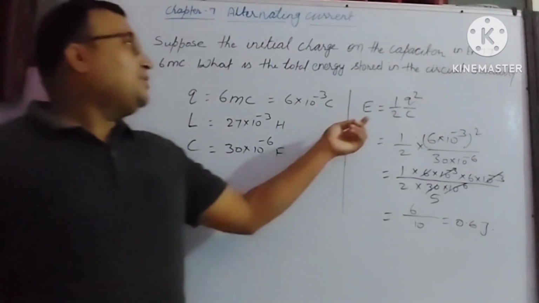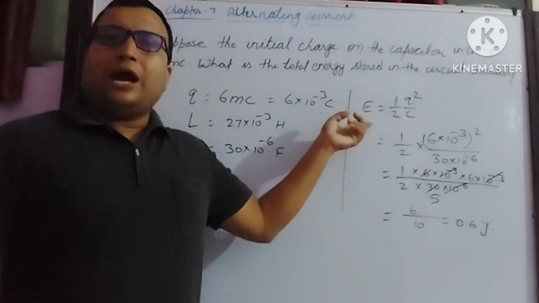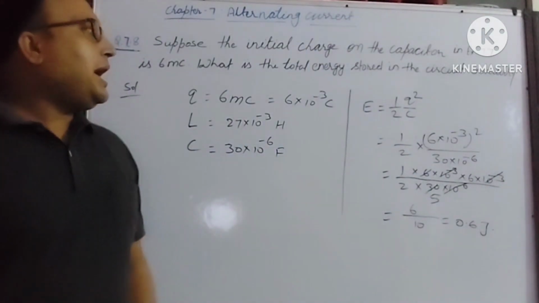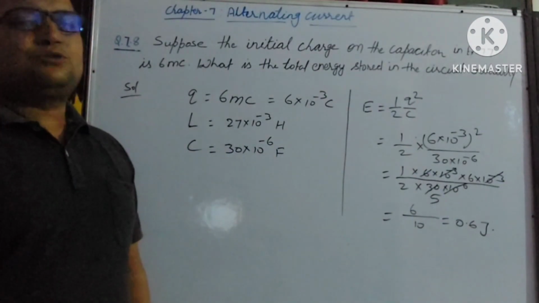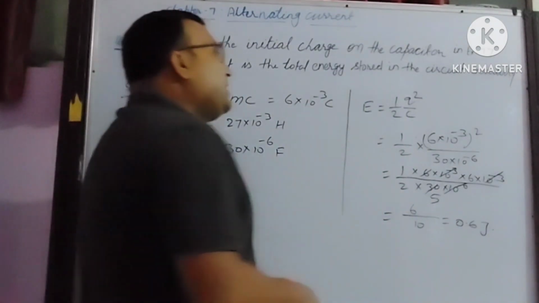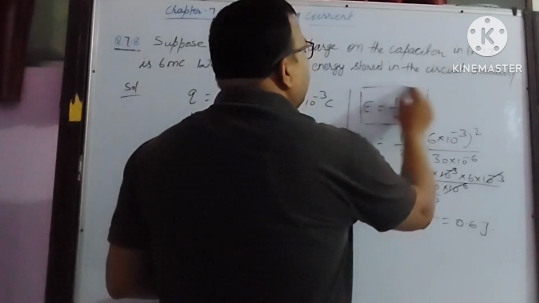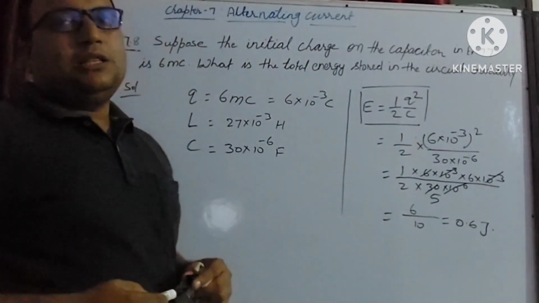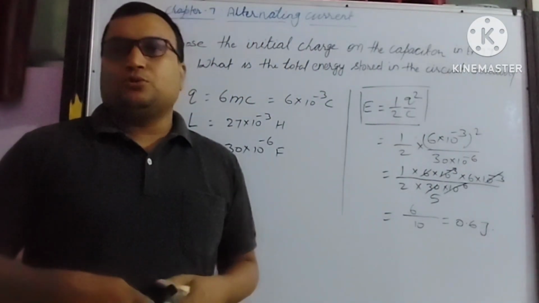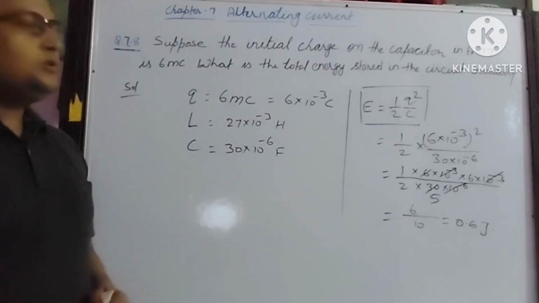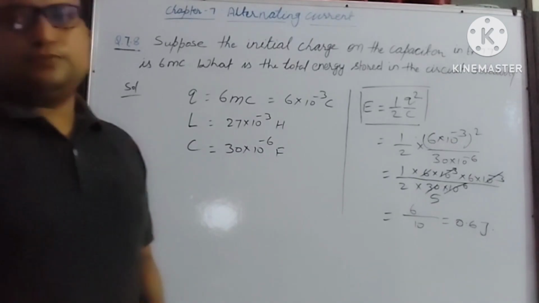So for what purpose do you use this formula? You have to use this formula for calculating the energy. E equal to half Q square by C is the initial or total energy; we use the formula when some charge is going to be stored in the capacitor. Okay? So this way you can go through this question. Come to the second question.